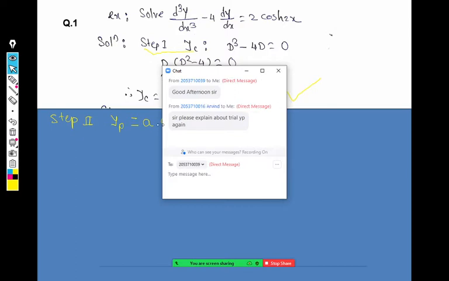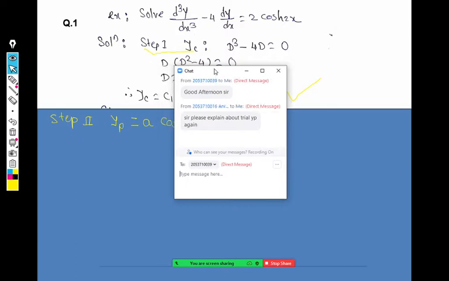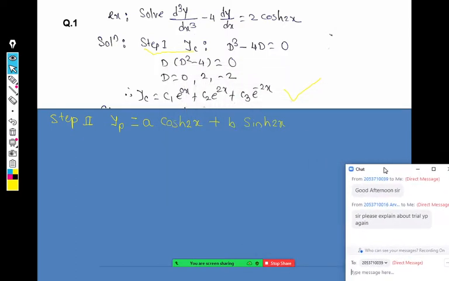Yes, definitely, Arvind, I am going to that only. I will just finish this question and then quickly explain how we select the trial yp. Yes, that is the important thing actually. That is mainly the difficult part. We'll sum up all the trial yp's at the end of this numerical.